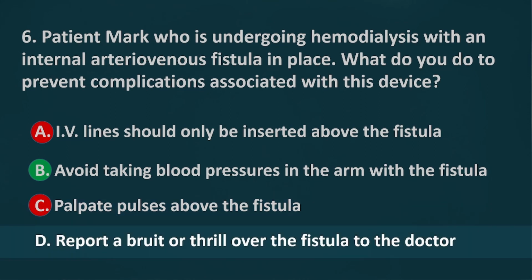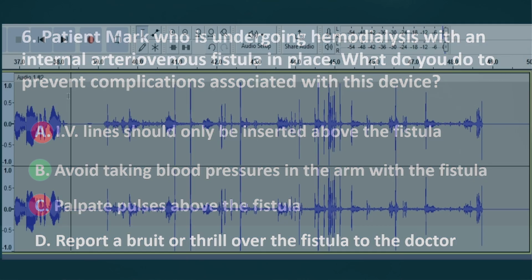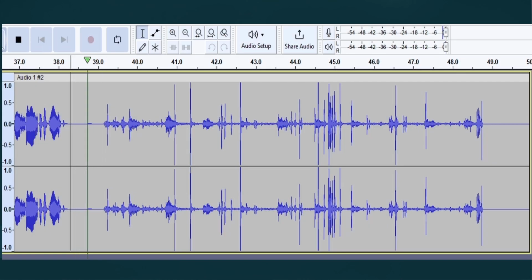A bruit describes the sound of blood flowing through a narrowed portion of an artery. Using the bell of the stethoscope, here is an actual sound of a bruit.